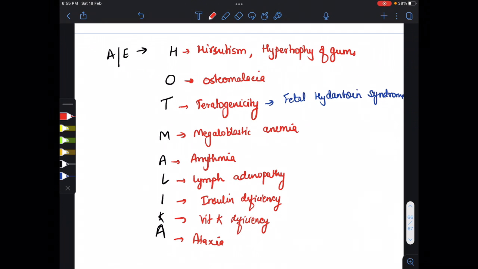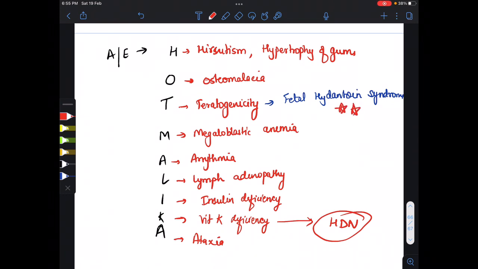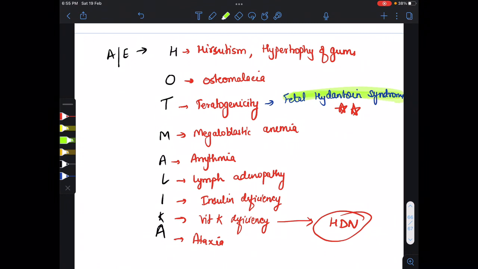So for the vitamin K deficiency, at the time of delivery, hemorrhagic disease of newborn will occur. So in pregnancy, we have to give the supplementation. If the female is on phenytoin drug, we have to give the vitamin K supplementation. Otherwise, the baby will develop hemolytic disease of newborn. And what type of teratogenicity does it cause? Fetal hydantoin syndrome. This is a previous year question, and it also causes the hemolytic disease of newborn. This is also a previous year question.